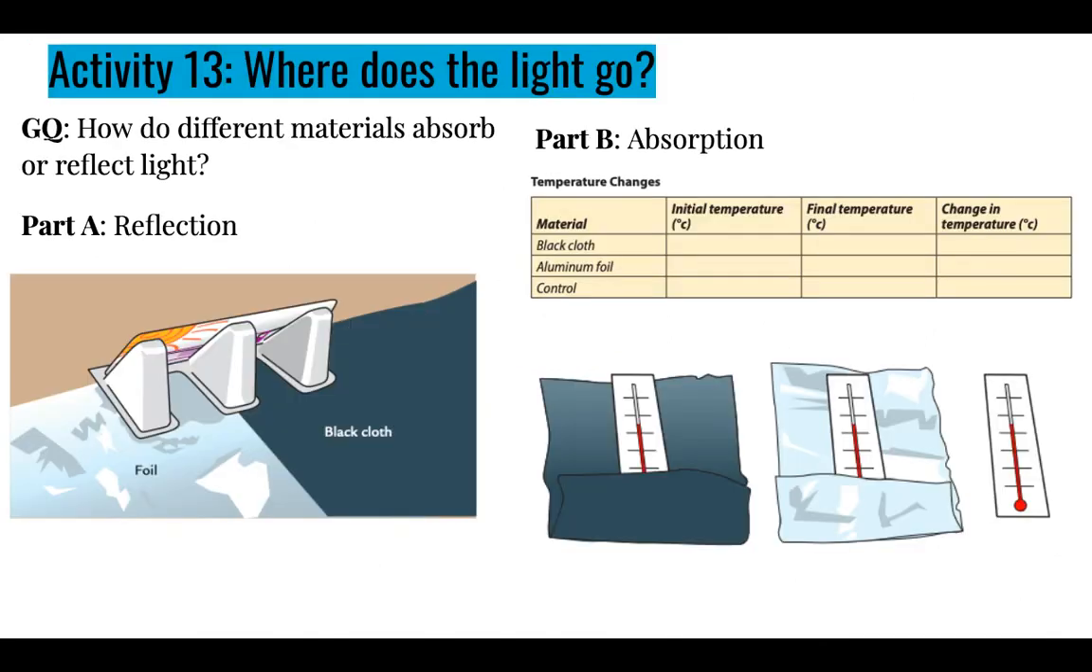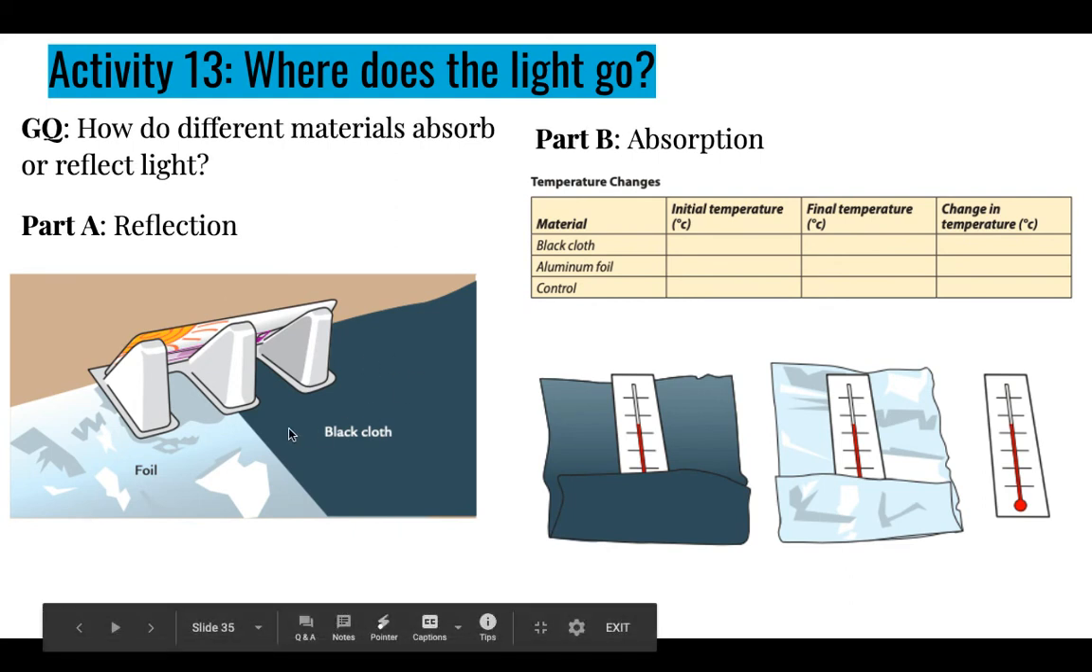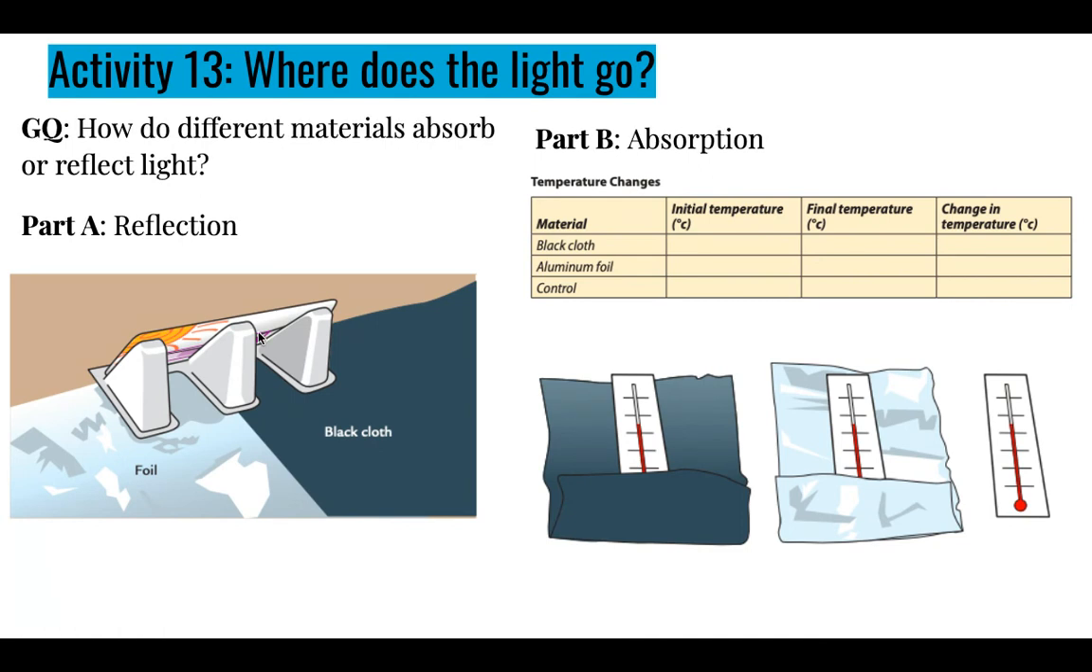Activity 13, where does the light go? This is when we set up an experiment where we changed the type of cloth and we measured the temperature change. So we gathered initial so that we could find final, so that we could see what the change in temperature was. The first experiment we looked at was reflection, part A, where we allowed the light energy to hit the cloth and bounce back up to the UV card.